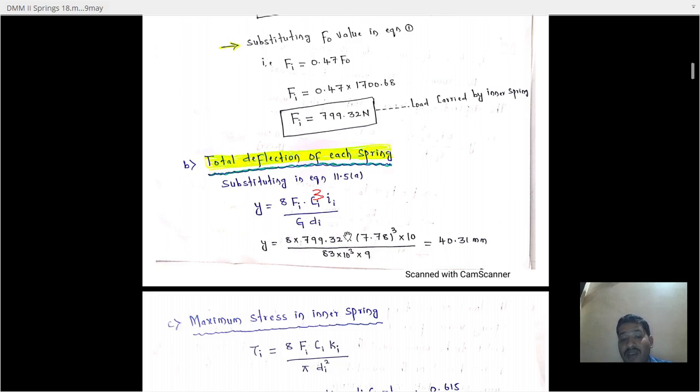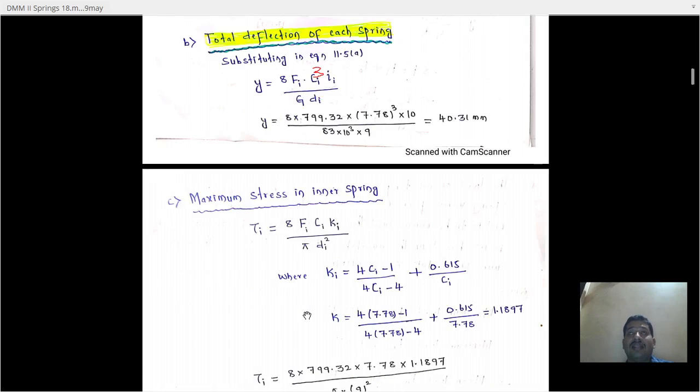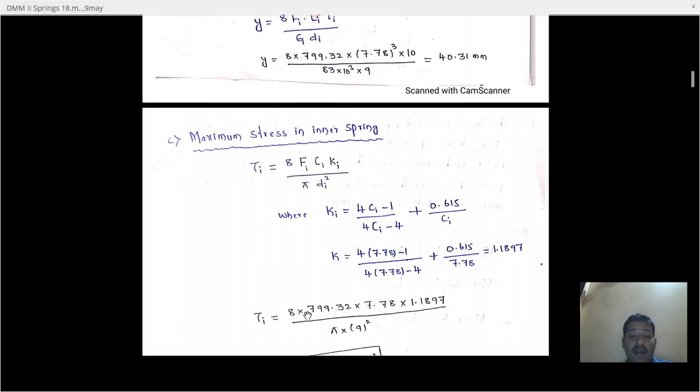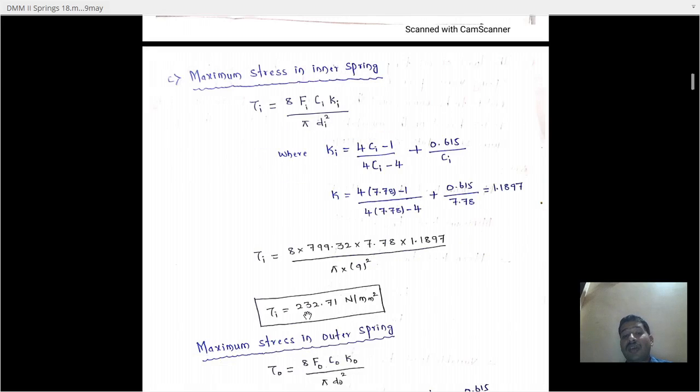If you divide the value with the help of a calculator, then you will get the answer 40.31 mm. Is it right? After that, in the third case, we need to find out the maximum stress in the inner of the spring. To find it, we have the formula. The maximum allowable shear stress at the inner of the spring should be equal to 8 Fi into Ci into Ki by pi into d1 whole square.